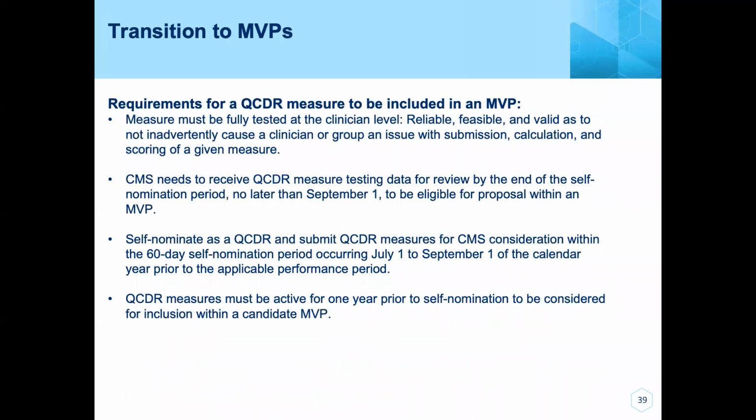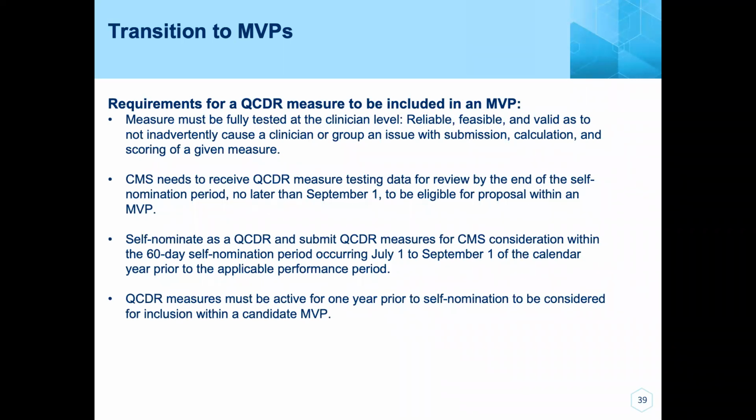So for a QCDR measure to be considered and included in an MVP, the measure must be fully tested at the clinician level. It must be reliable, feasible, and valid as to not inadvertently cause a clinician or group an issue with submission, calculation, and scoring of that given measure. CMS needs to receive QCDR measure testing data for review by the end of the self-nomination period, no later than September 1, to be eligible for proposal within an MVP.